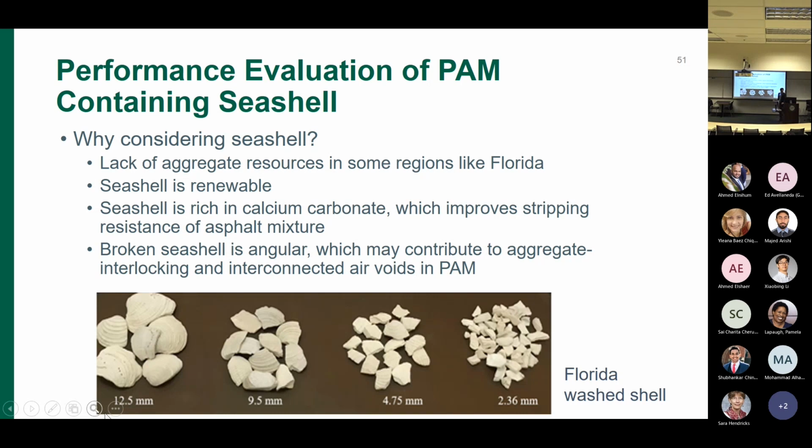But we do have a good supply of seashell material. When broken, seashells have high angularity. So our assumption is that if we include seashell material in the porous asphalt mixture, it may change the distribution of the air voids, so it may affect the sound absorption performance and the noise performance of the pavements.